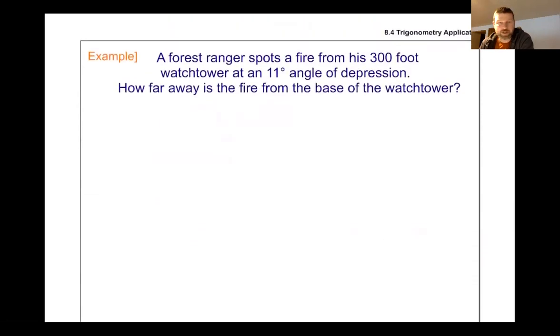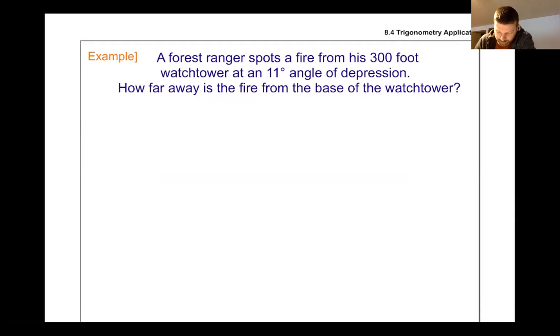All right, I'm just going to do a couple examples. This one says a forest ranger spots a fire from his 300-foot watchtower at an 11-degree angle of depression. How far away from the fire is the base of the watchtower? All right. I could try to set up a trig equation right now, but these types of problems are so much easier when we actually have a picture.